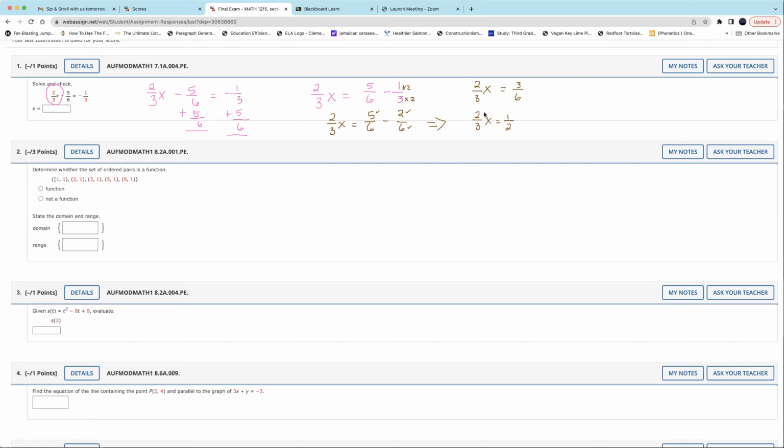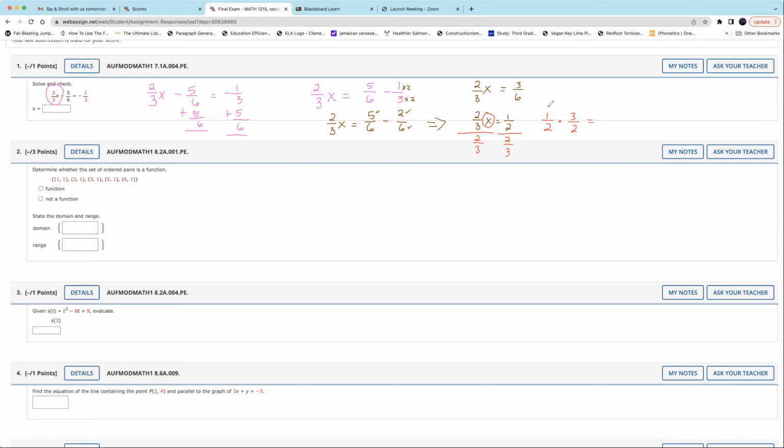Now I'm going to divide by 2/3 to get x by itself. You divide by 2/3. So 1/2 divided by 2/3. And when you divide a fraction by a fraction, you flip the bottom fraction and multiply instead. So I have 1/2 times 3/2.